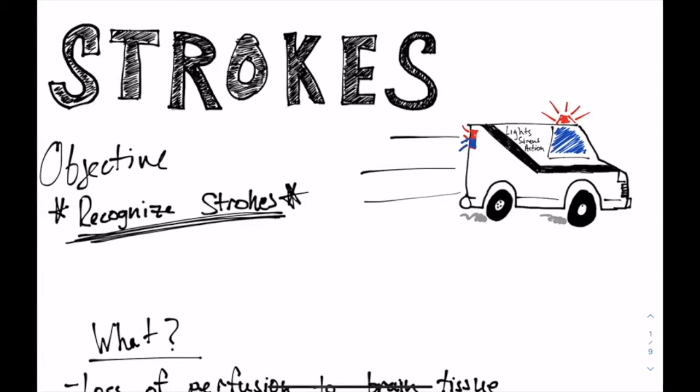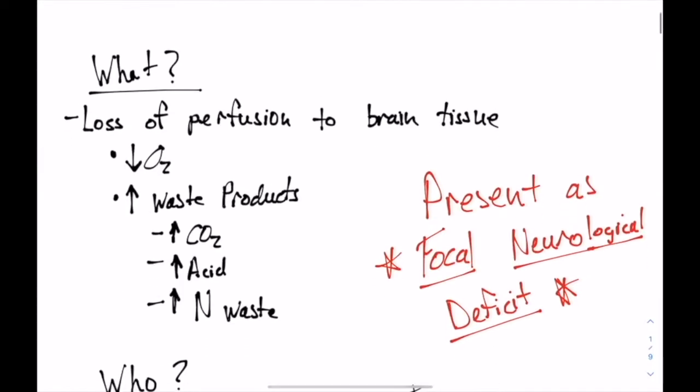An EMS provider needs to be skilled at recognizing strokes because that way they can make a determination of what resources they need and act appropriately to manage the stroke, thus preventing loss of brain tissue, loss of function, and loss of life. So what is a stroke?